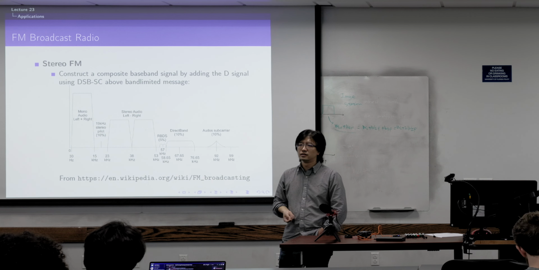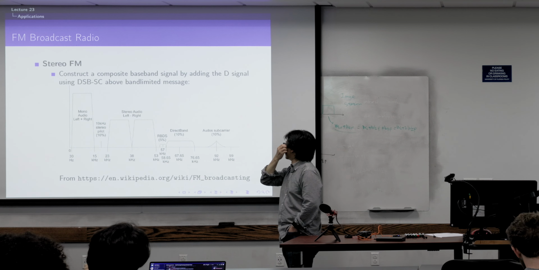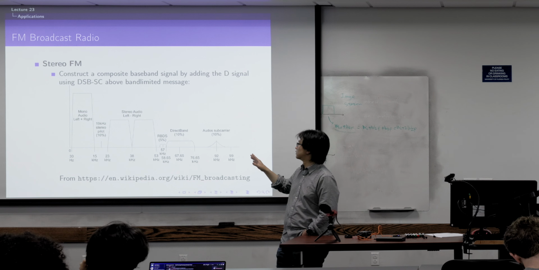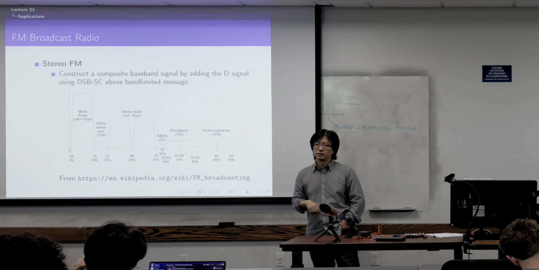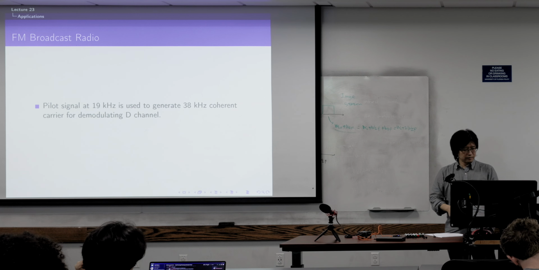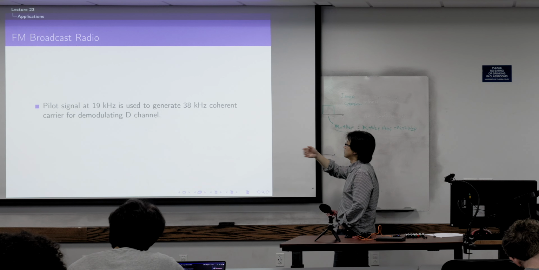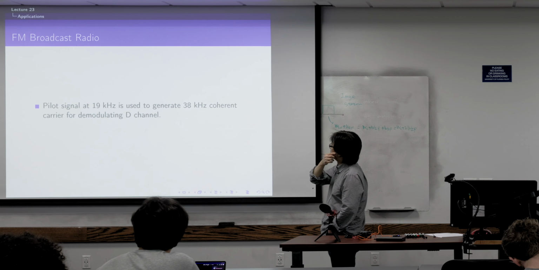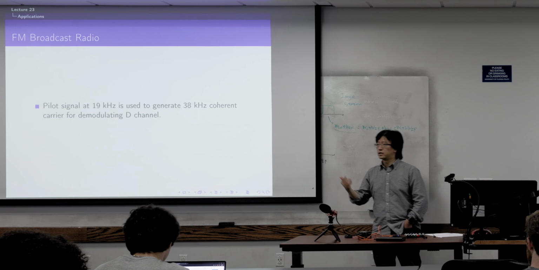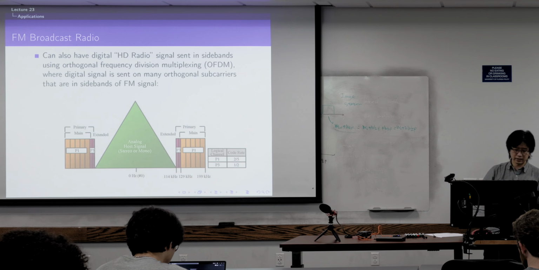Any questions? You can see that in the practical system design, it's slightly different compared to our theory. We need to do lots of smart things to make it work in practice. Yeah, this is what I said. We need to use a pilot signal at 19 kilohertz to generate the 38 kilohertz coherent carrier for demodulating the D channel, which is the DSBSC.